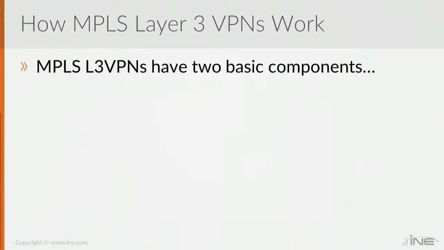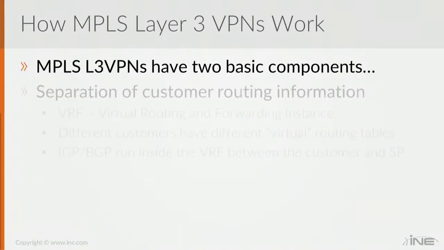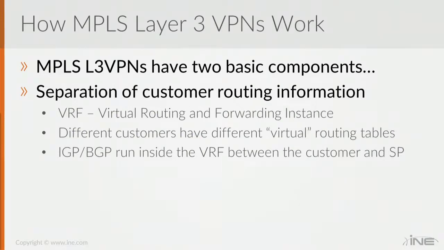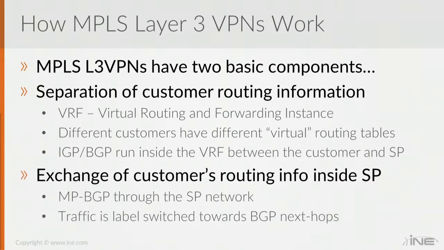Now, ultimately, layer 3 VPNs for MPLS have two basic components. We have the separation of the customer routing information, which is going to be based on the virtual routing and forwarding instances. And then we have the exchange of this information inside of the service provider that is going to be based on BGP.